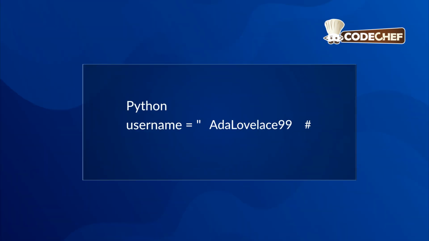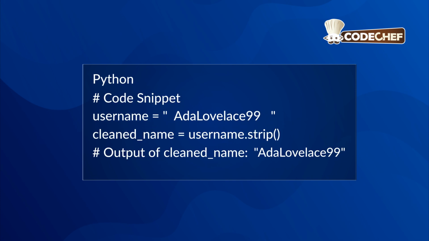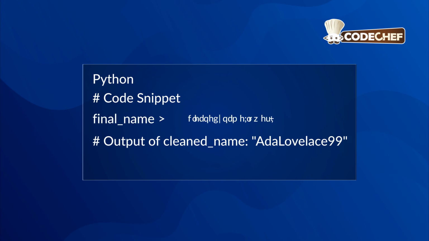Let's clean a username submitted during sign-up. Look at this variable. It's got extra spaces on both ends and mixed capitalization. We need to standardize it before saving it. First, we'll get rid of those unwanted spaces. We apply the .strip method. It neatly removes any white space from the beginning and the end, but notice it leaves the inside of the string untouched. Next, to ensure consistency in our database, we'll convert everything to lowercase using the .lower method.